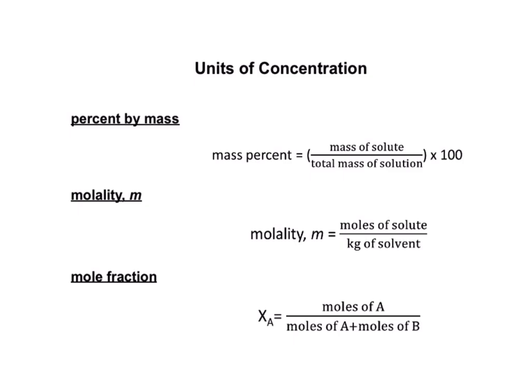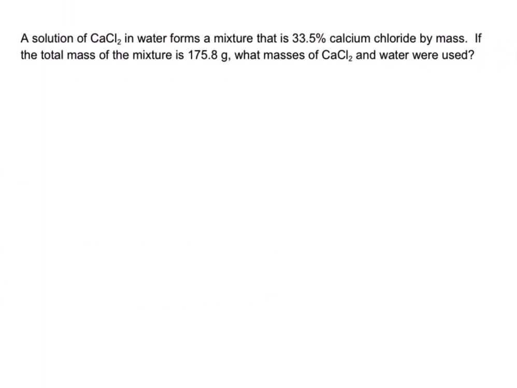Mole fraction of a certain component A, for example, is going to equal the moles of A over the sum of all of the moles of the components of that solution. So moles of A over moles of A plus moles of B, and if that solution had another component, it would be plus moles of C, and all of that would go in the denominator. The units for mole fraction, no units for this final answer. Let's take a look at an example.